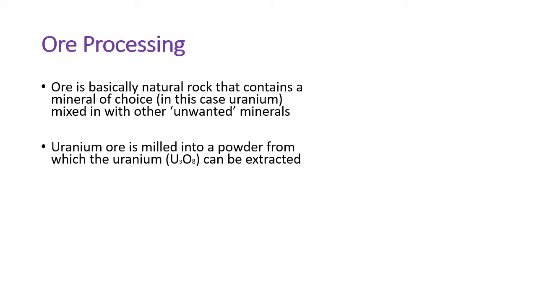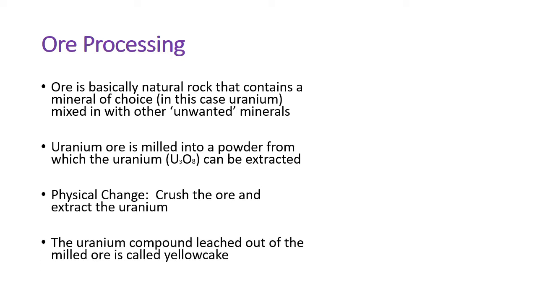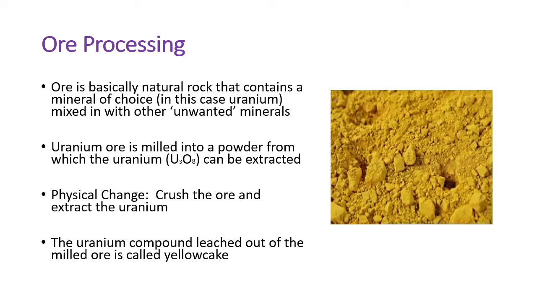The first step is milling the uranium ore. Milling takes the ore, the rocks, and crushes it into a fine powder, that's a physical change, that the uranium in the form of U3O8 can be extracted from. So, the process of extracting the uranium from the milling is a leaching process. Once it's done, the uranium compound that we get is called yellow cake. It's called yellow cake because it looks pretty much like Betty Crocker yellow cake mix.